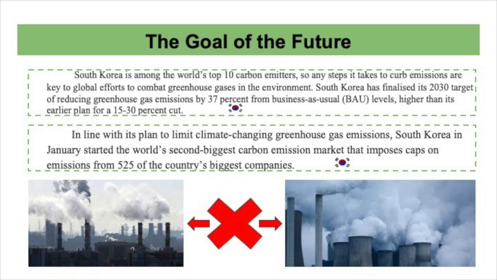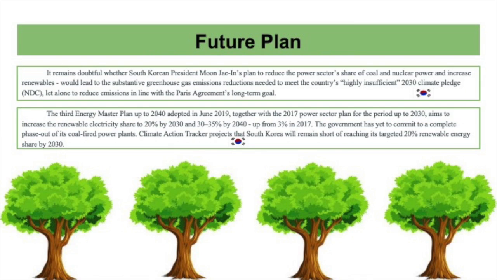the country's biggest companies. The Third Energy Master Plan up to 2040, adopted in June 2019, together with the 2017 Power Sector Plan for the period up to 2030, aims to increase the renewable electricity share to 20% by 2030 and 30 to 35% by 2040, up from 3% in 2017.